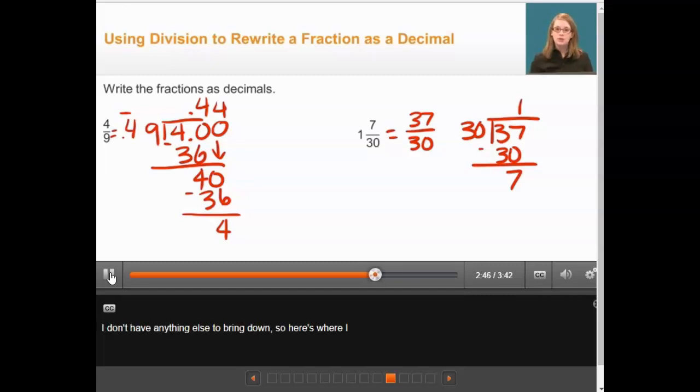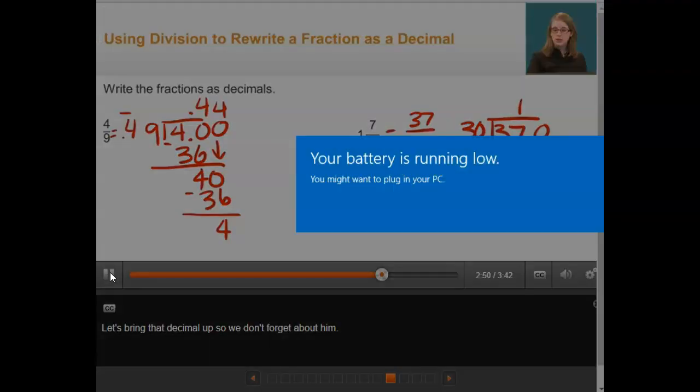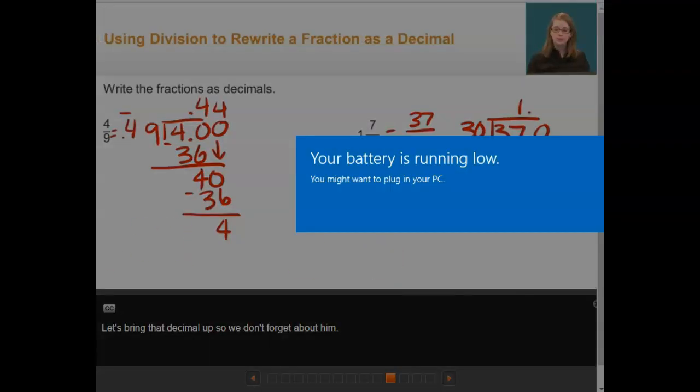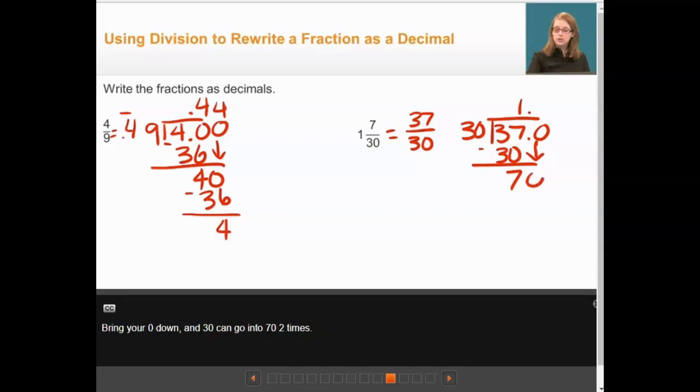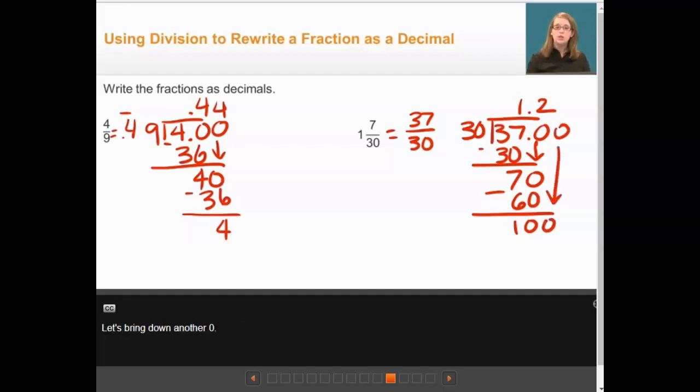I don't have anything else to bring down, so here's where I add my decimal and 0. Let's bring that decimal up so we don't forget about it. Bring your 0 down, and 30 goes into 70 2 times. 30 times 2 is 60, leaving us 10 left over. Let's bring down another 0. 30 goes into 100 3 times. 30 times 3 is 90, leaving us with 10 left over.